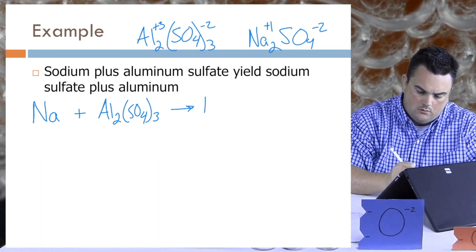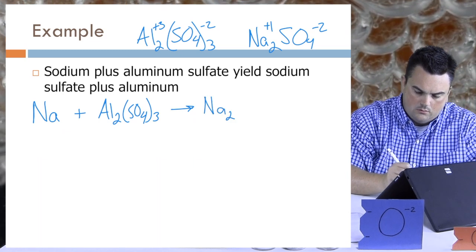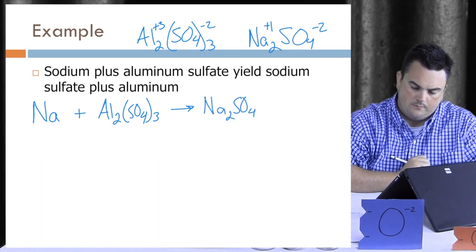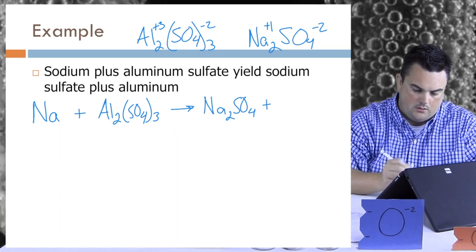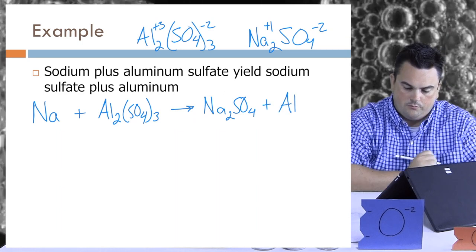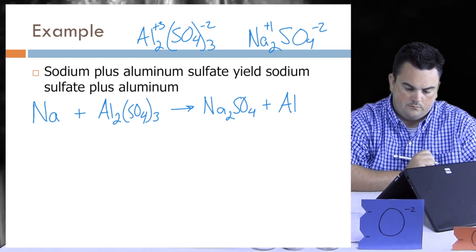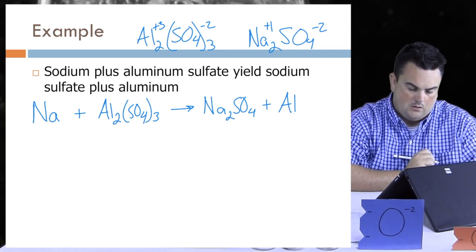All right, very good. So let's get that down. And then finally, we've got plus and aluminum. Plus and aluminum. That was simple too. Good. Again, no charge because it's an element. It's all by itself. We can't forget the very last step, and that is to balance this chemical equation.